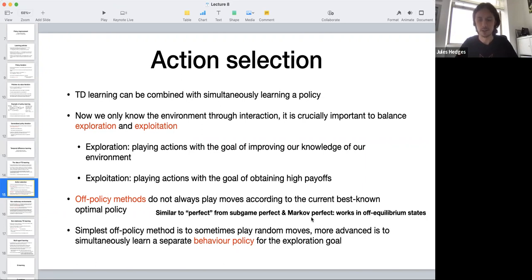These can get quite advanced. So there are reinforcement learning methods that simultaneously learn two different policies: one for the exploitation goal, which is your target policy that you're actually trying to learn, and the other one is called the behavior policy, which is a policy that's used for the exploration goal. And you update these in two different ways, reflecting your different goals for them.